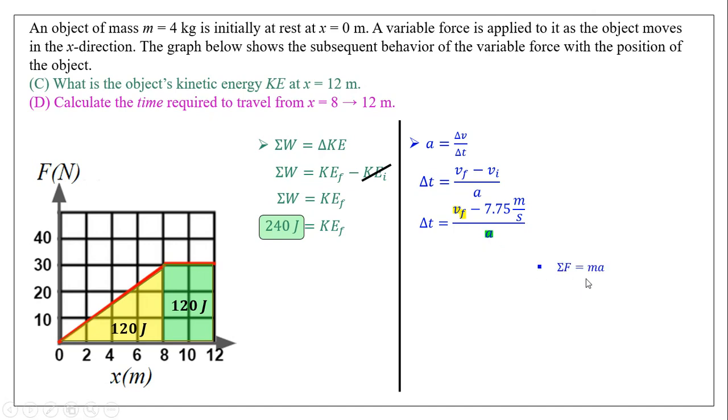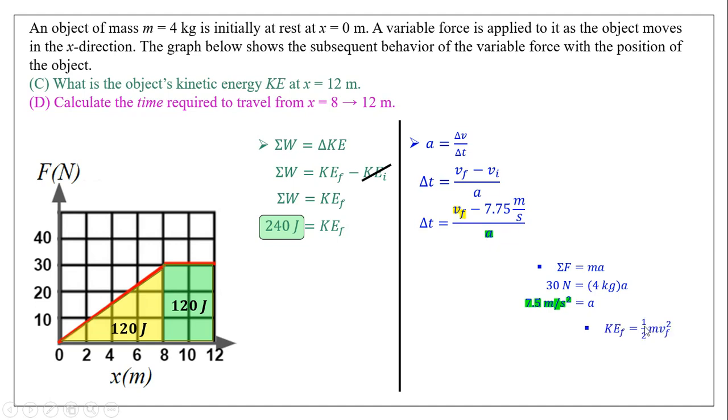I can just apply Newton's second law from 8 to 12 meters, because force is a constant here. So therefore, net force in this case is just 30 newtons, because from 8 to 12 meters, the force is a constant 30 newtons. Mass is 4 kilograms, so I'm going to substitute that in. To find A, I'm just going to divide both sides by 4. So 30 divided by 4 will give you 7.5 meters per second squared. So I just found A. Well, now I need VF, right? I have two things that I don't know. I just found A, so I need to go get VF.